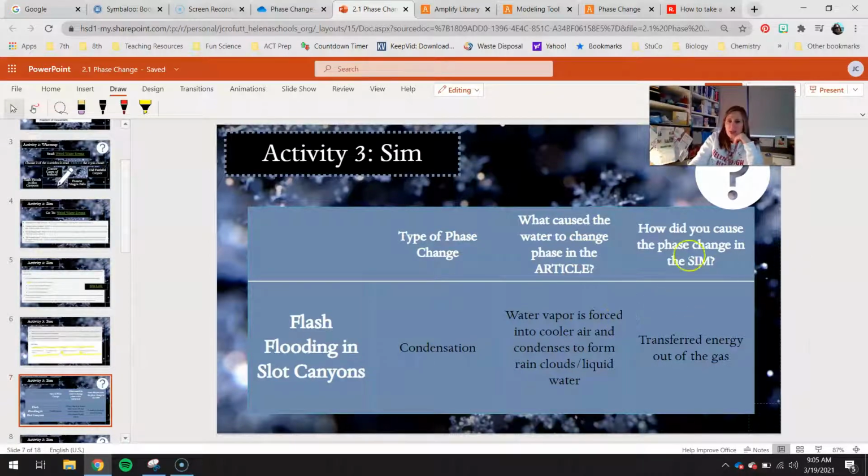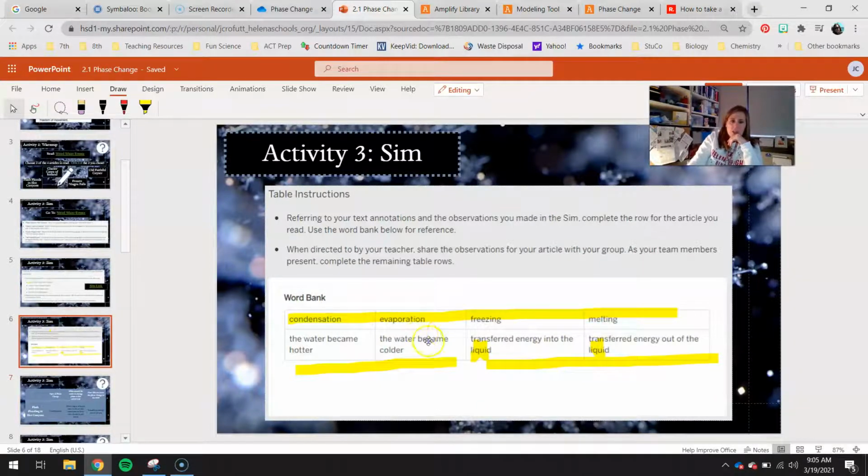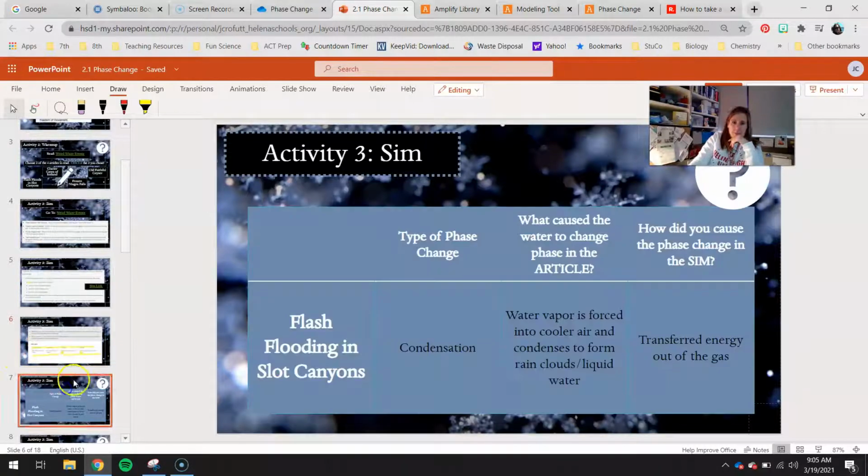And then, how did you cause the phase change in the sim? You can definitely use the canned response for that. In this case, you transferred energy out of the water. So transferred energy out of the gas or out of the water, either works. Obviously, we didn't start with a liquid, so I wouldn't say out of the liquid.